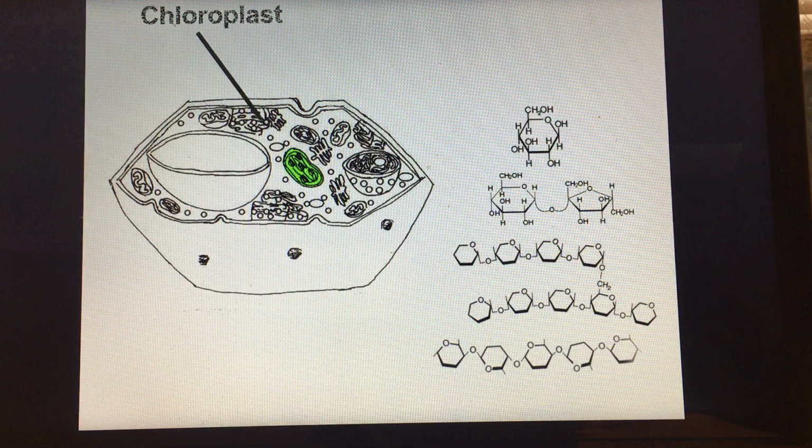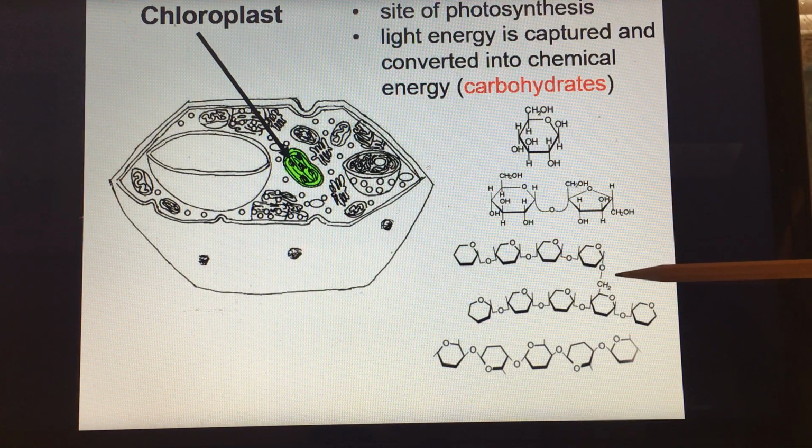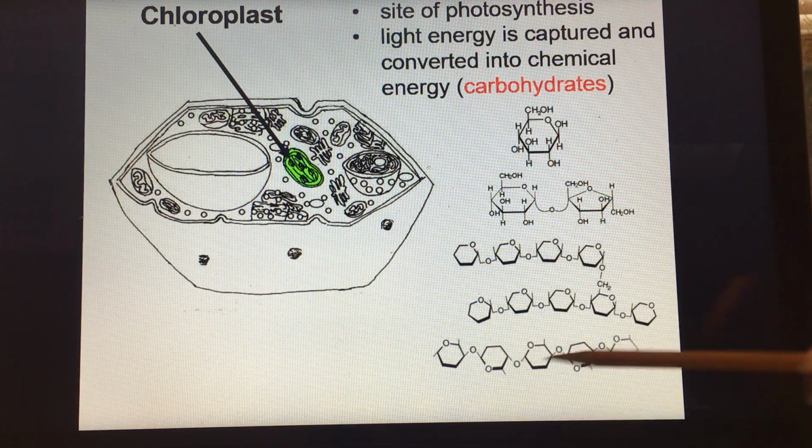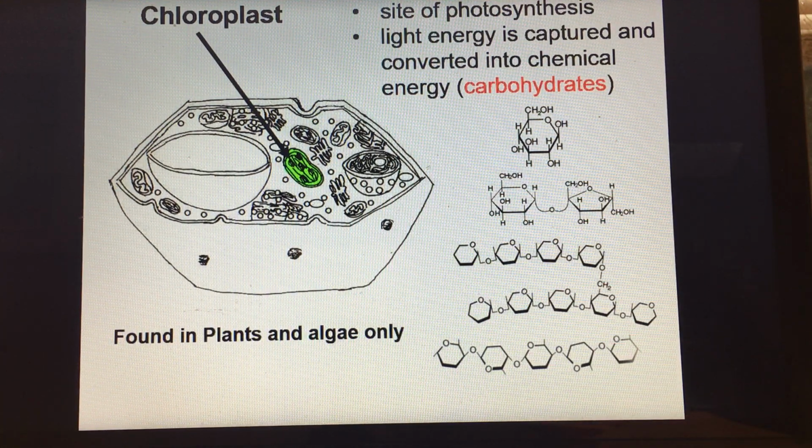This green structure is called a chloroplast, and it is the site of photosynthesis. This is where light energy is captured and converted into chemical energy in the form of carbohydrates. So first glucose, maybe some sucrose would be made out of it in the case of sugar beets or sugar cane, and we could have starch certainly in corn and potatoes, and the cellulose for the cell walls. All of that comes from initially glucose that's made as a product of photosynthesis. And chloroplasts are found in plant cells and algae cells only, and they are always green.